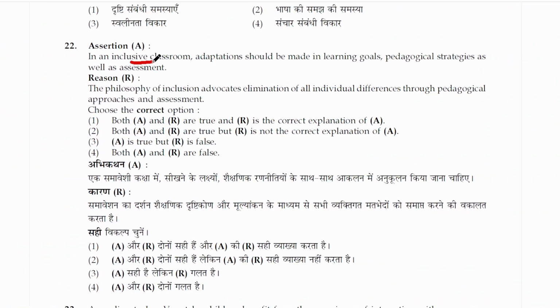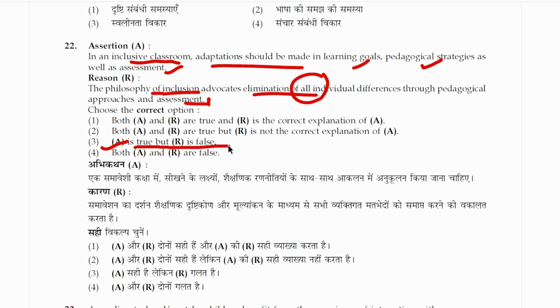Next question. In an inclusive classroom, adaptations should be made in learning goals, yes, in pedagogical strategies, as well as assessment. So very much, we should make adaptations in the goals for everybody, the strategies that we will use, and how we will assess them. Why? The philosophy of inclusion advocates elimination of all individual differences through pedagogical approaches and assessments. So, can we eliminate all individual differences just through pedagogy? So, R is false. So, here the answer will be A is true, but R is false.